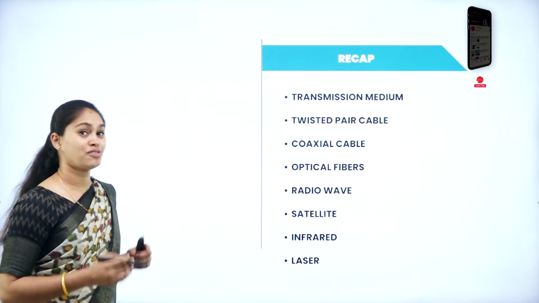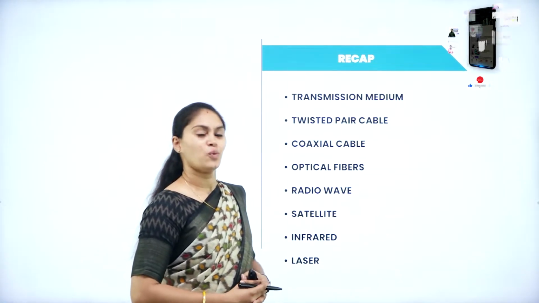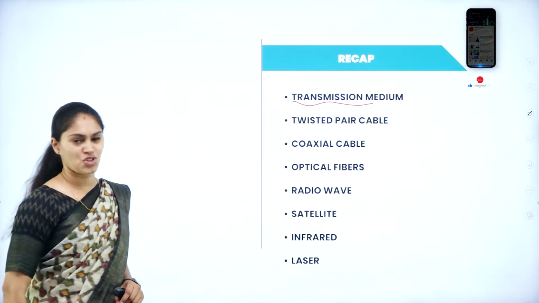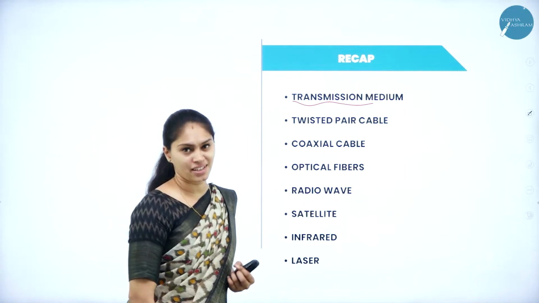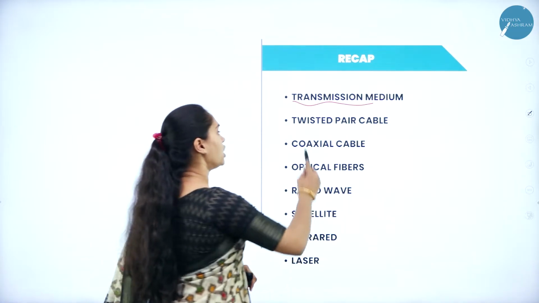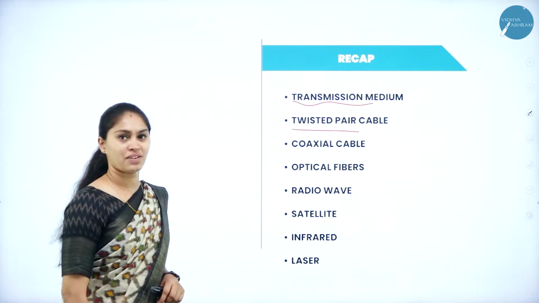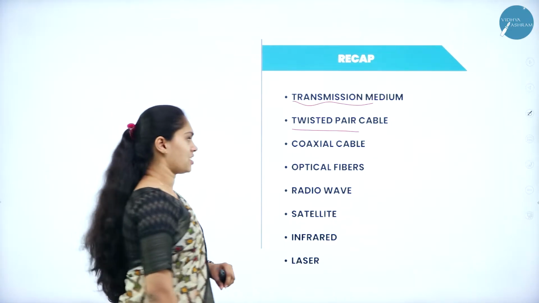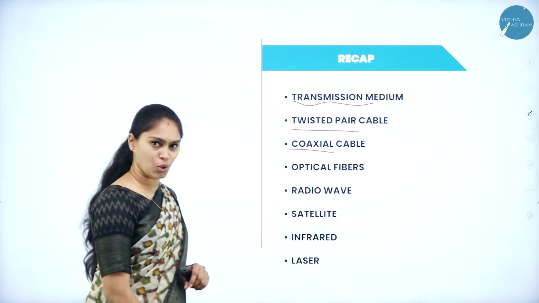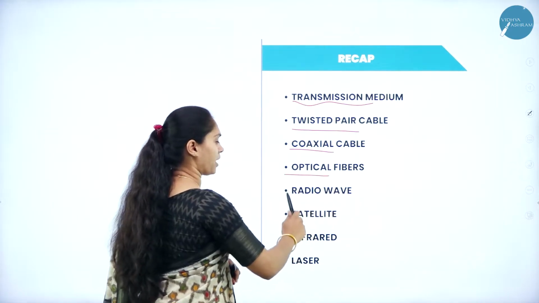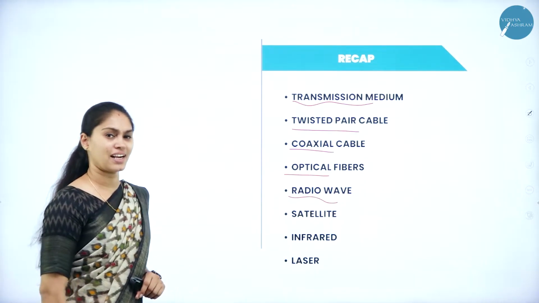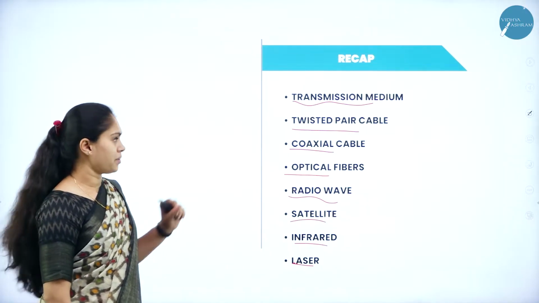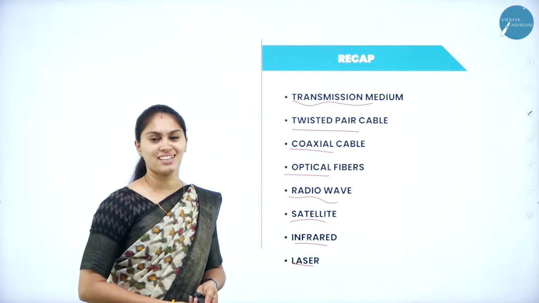In the previous session of this networking concepts chapter, we discussed the transmission medium. For that, we use some materials. We discussed twisted pair cable, along with its types, advantages and disadvantages. Along with that, I discussed coaxial cable, optical fibers, and also radio wave, satellite, infrared, and laser beams. So this is what we discussed in the last session.